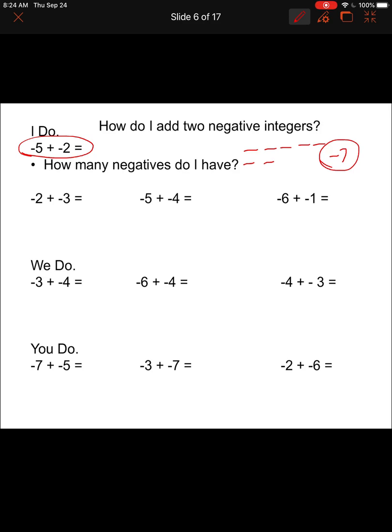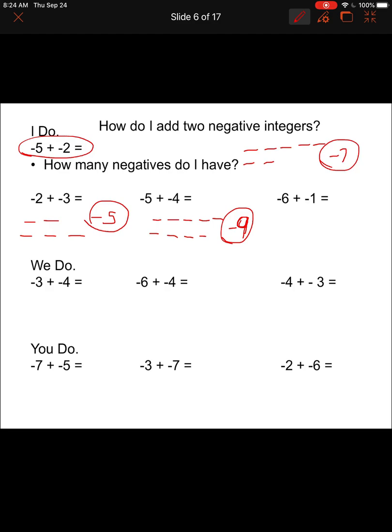Negative 2 plus negative 3. I have 2 negatives being added to 3 more negatives. So I have a total of 5 negatives. Negative 5 plus negative 4. I have 5 negatives being added to 4 negatives. So I have a total of 9 negatives.